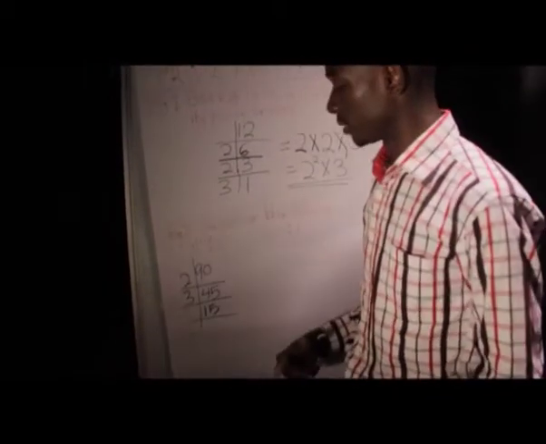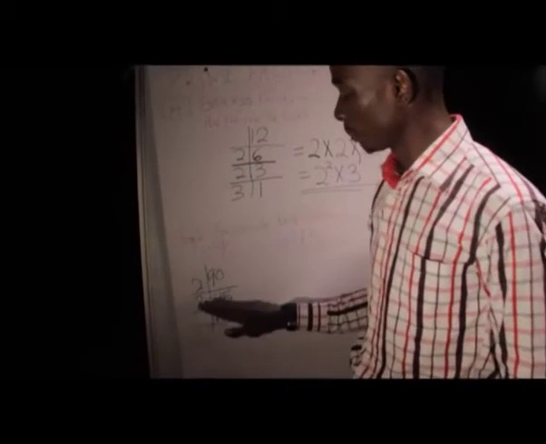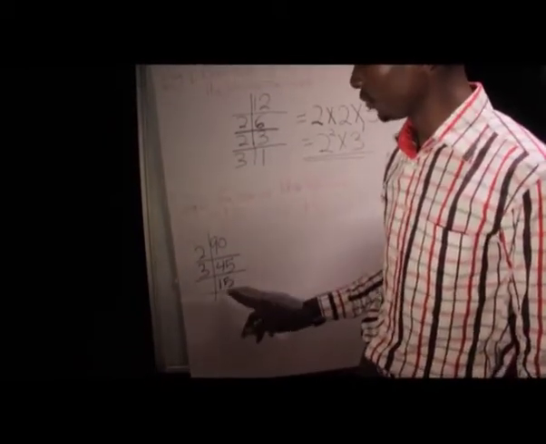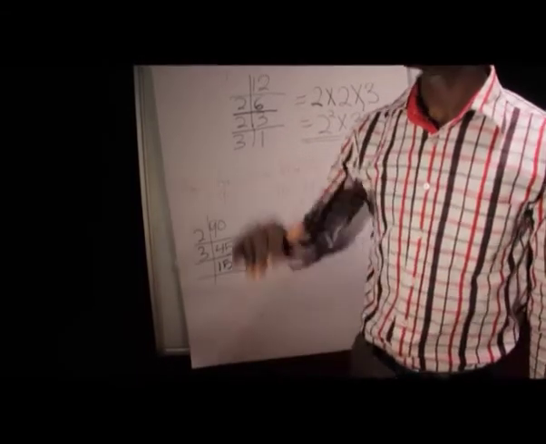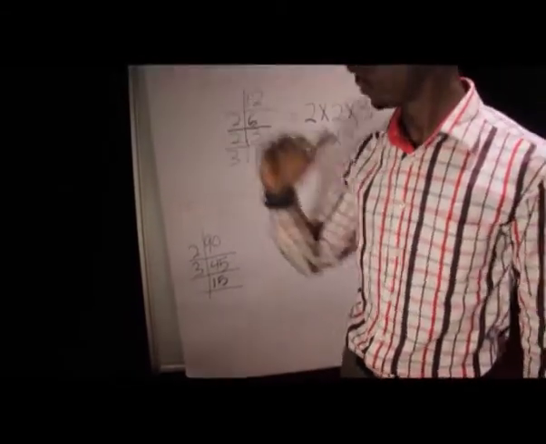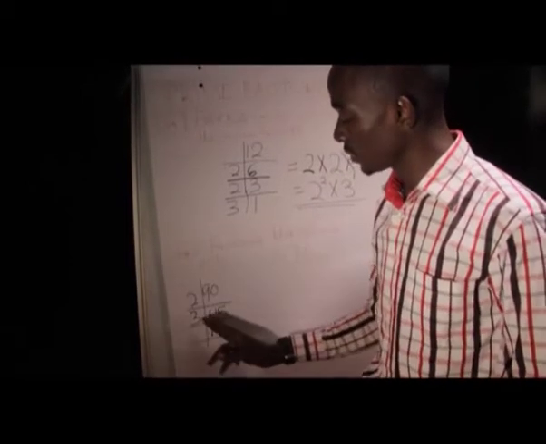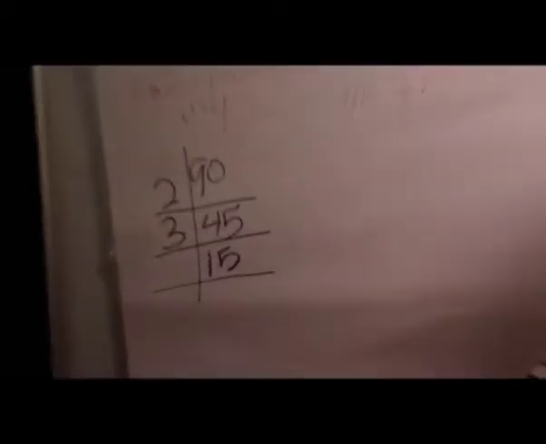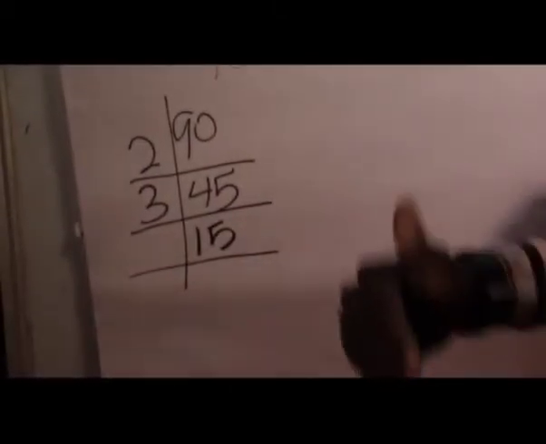I now proceed. I'm still on 3. I have to keep on dividing by 3 until I reach an extent whereby the number which I have here is no longer divisible by 3. Then I can progress to the next number. So is 15 divisible by 3? The answer is yes, because 15 divided by 3 gives me 5, remainder 1.